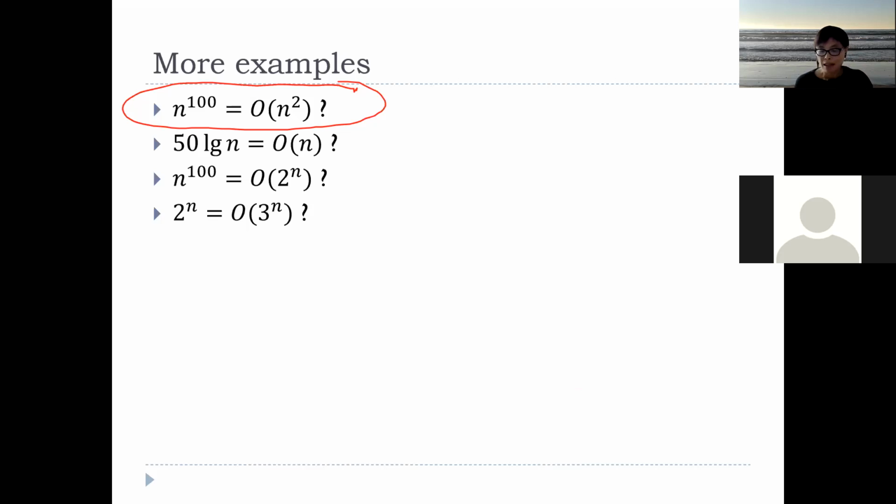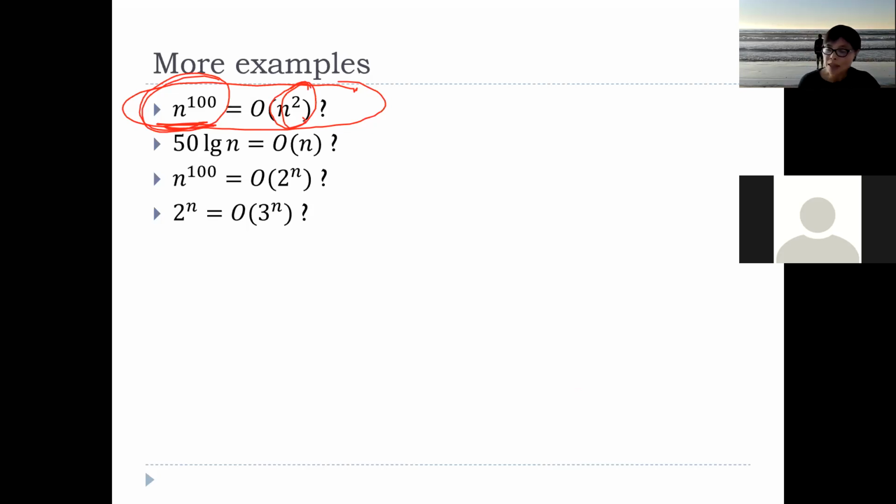Well, this function grows much faster than the quadratic function. So intuitively, we know that this cannot be true, because there's no constant you can multiply on n squared to make n to the power 100 smaller than some constant times n squared.